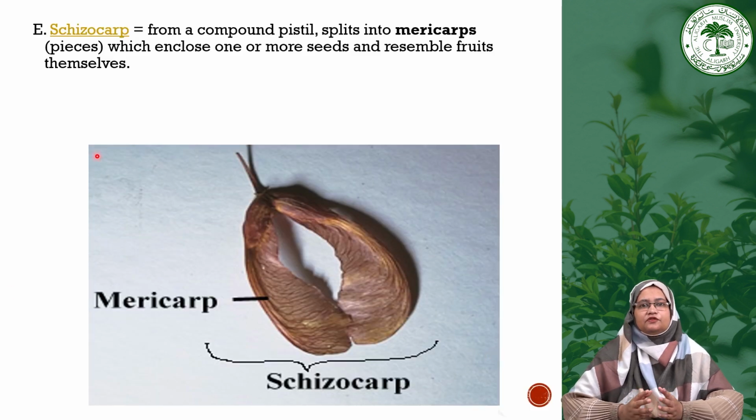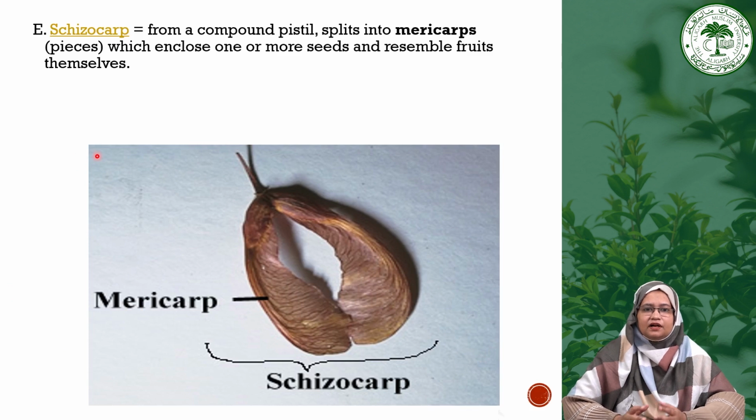Then the last type of fruit in this indehiscent category is the schizocarp, which is formed from the compound pistil that is split into mericarps, that is, into two pieces. The next type of fruit is the schizocarp, formed by the compound pistil and split into two similar parts called mericarps. So this is the whole fruit called schizocarp and it is split into two similar resembling structures called mericarps. And this type of fruit is present in, for example, coriander, of the family Apiaceae, which has the schizocarp type of fruit.